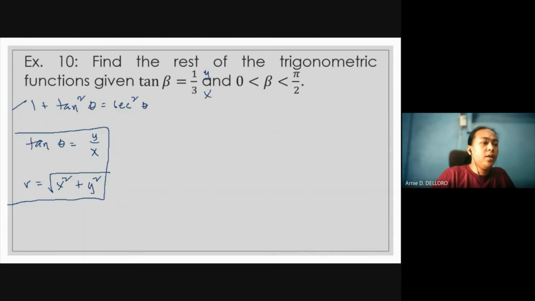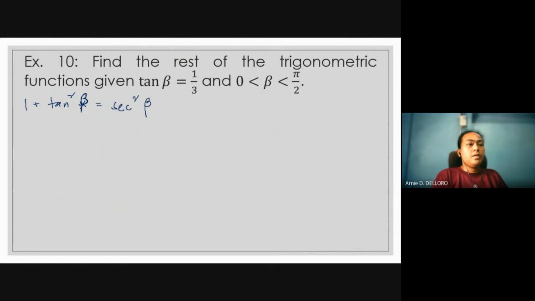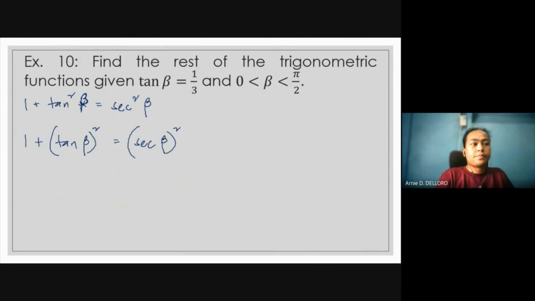Okay, let's use the identity first. Let's use 1 plus tangent squared beta equals secant squared beta. So, tangent beta is equal to 1/3. The idea is that the exponent of the trigonometric functions can be moved out, so that we have 1 plus tangent beta squared is equal to secant beta squared. You need to put it in parentheses so you won't be confused, because if you only write tangent beta squared, you might think that only the angle is squared. So you have to make sure that the grouping symbol is followed.